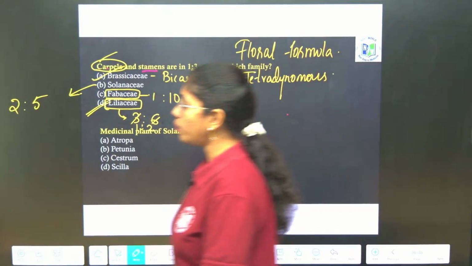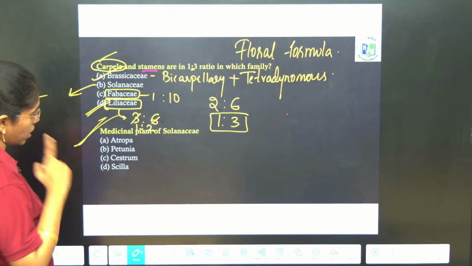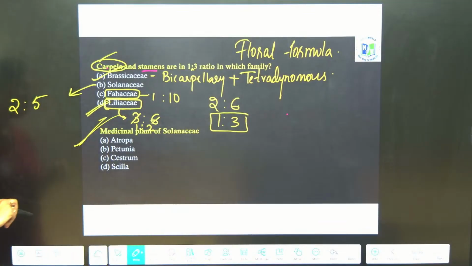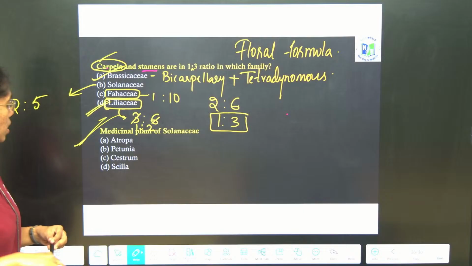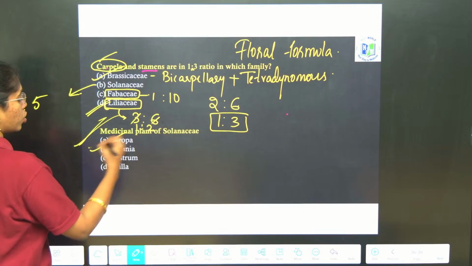Next, medicinal plant. Okay, medicinal plant in Solanaceae. In Solanaceae, what is the medicinal plant here? See and answer carefully. Atropa, right? Solanaceae, medicinal plant Atropa, option A.